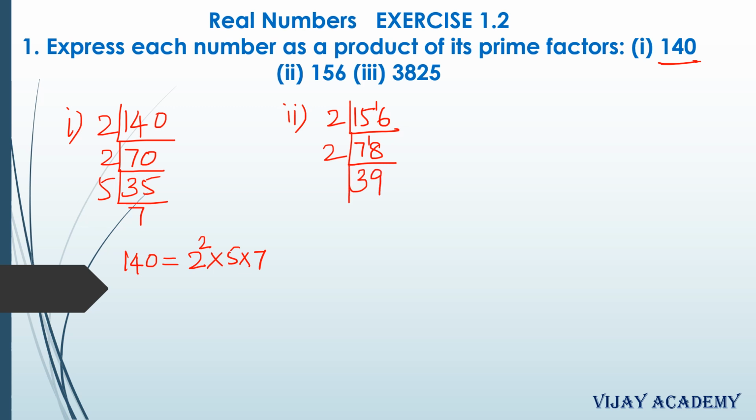So 39 is divisible by 3. 3 ones are 3 and 3 threes are 9, so we get 13. 13 is a prime number. So the prime factorization of 156 is 2 square into 3 into 13.